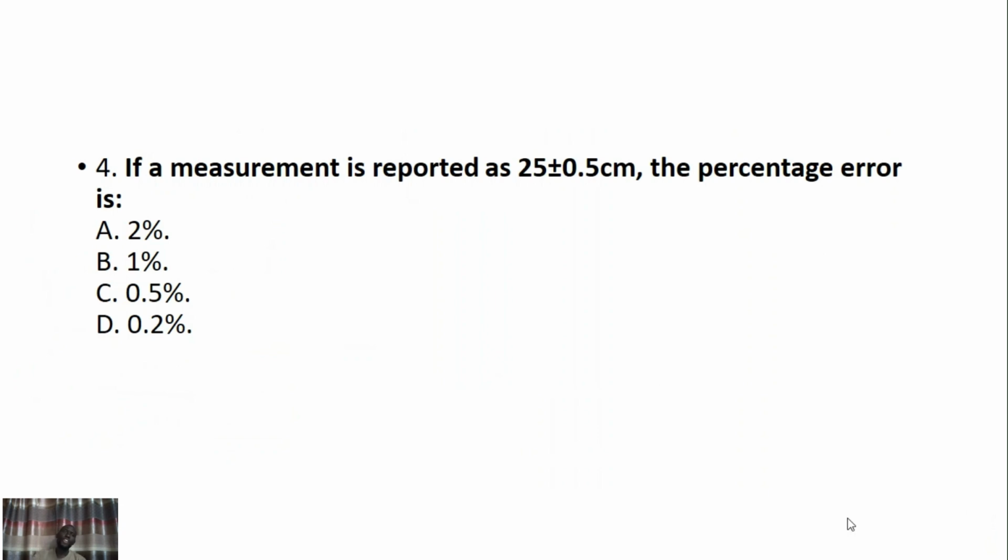Question number 4. If a measurement is reported as 25.25 plus or minus 0.5 centimeter, the percentage error is, how do you calculate percentage error? The percentage error is this absolute error divided by the true value times 100. That's the percentage error. You know, 0.5 divided by 25. This is the same thing as relative error, which can be expressed as a ratio.